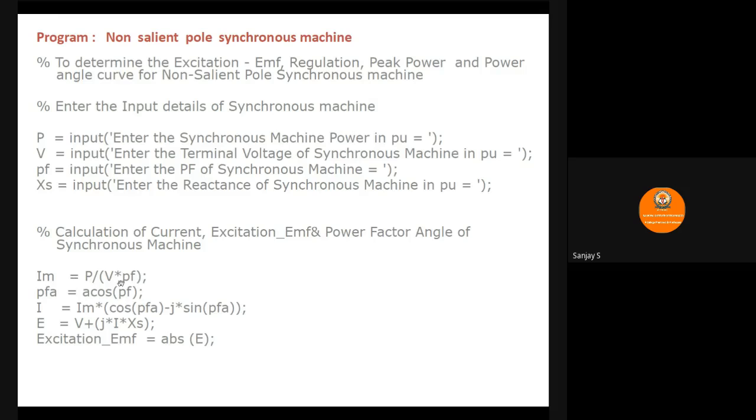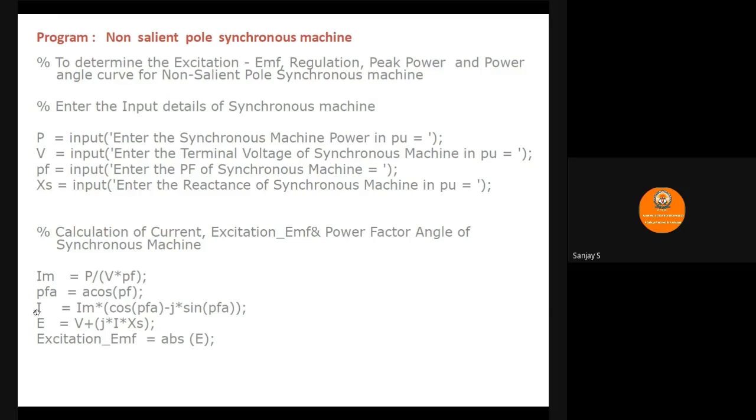Same thing has been done here. I will be equal to P divided by V into cos phi. In place of cos phi I have used PF, and for current I have used IM here. Then in the next step, I am trying to calculate the power factor angle PFA, which is equal to A cos of PF. A cos of PF means cos inverse of PF.